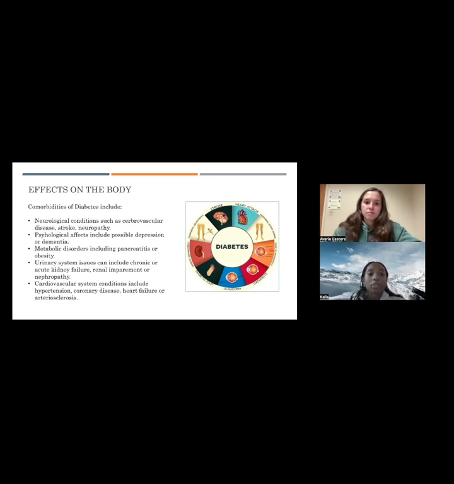Metabolic disorders, including pancreatitis or obesity, are also linked with diabetes. Urinary system issues with kidney failure, renal impairment, or even neuropathy are also a common sign of diabetes. And then the cardiovascular system is another thing people can have effects with when having diabetes. But like I said, it can be minimal, like frequent urination, to other things where you're having to get limbs cut off because they go dead, like necrosis.